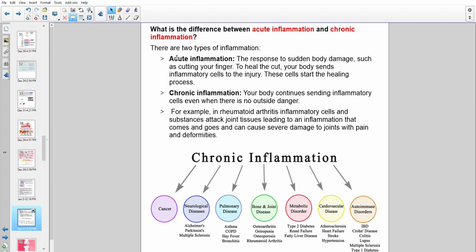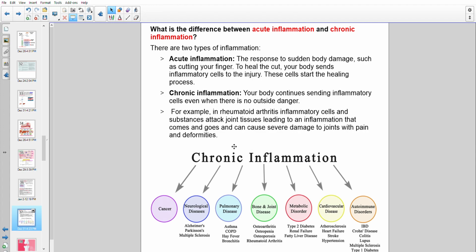See, acute inflammation is, for example, when you cut your finger to heal it, and your body sends inflammatory cells and it starts healing. Now, chronic inflammation, your body continues sending inflammatory cells even though there is no outside danger. In other words, the cells keep migrating to other parts of the body, and also the chemicals associated with those cytokines. Now, for example, in rheumatoid arthritis, inflammatory cells and substances attack the joint tissues, leading to inflammation that comes and goes, and can cause severe damage to the joints with pain and deformities.